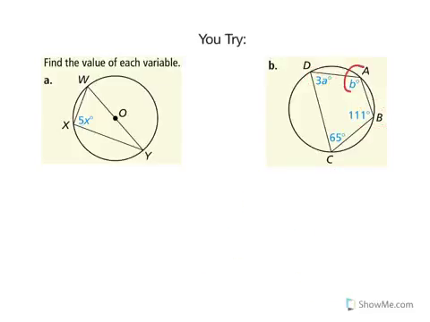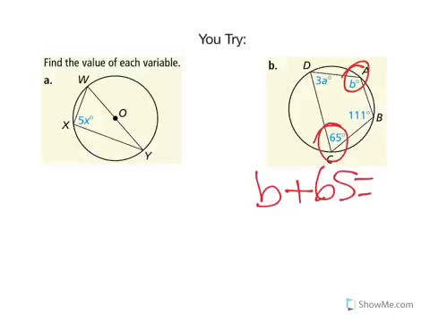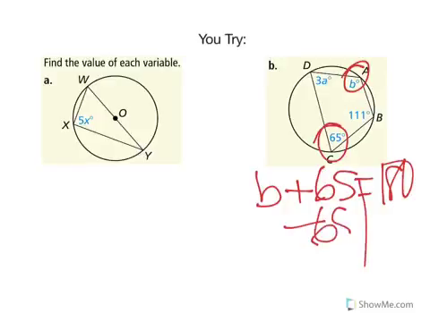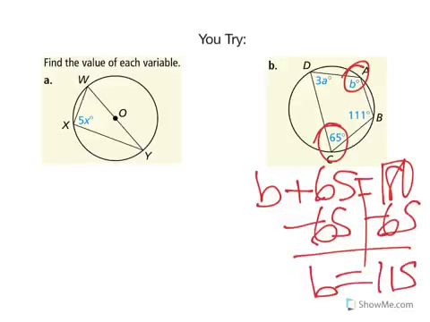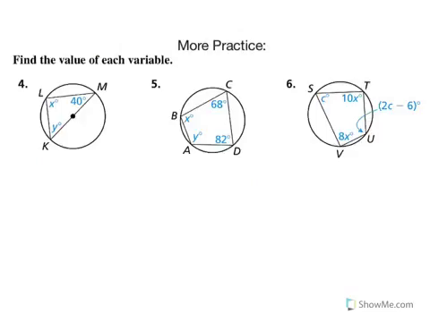Okay, let's go find what B is. If I add angle B plus the opposite angle of, I'm sorry, not angle B, it's angle A plus the opposite angle that is angle C, their total should be supplementary. So B plus 65 would equal 180. When we subtract 65 from both sides, we would get B equals 115. Now these are ones for you to practice.